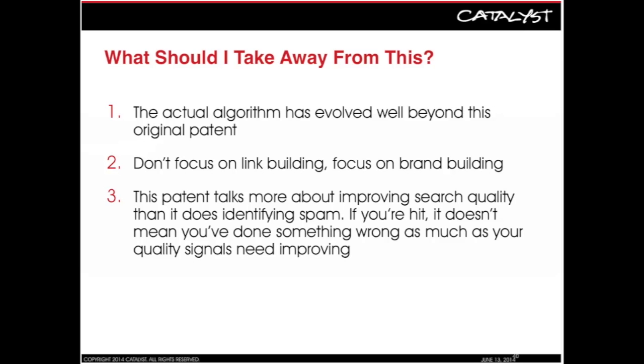The third piece here is that the patent itself talks about improving search quality. If you're hit, it doesn't necessarily mean that you're a bad person or you did something wrong. It just means that you need to focus on the types of things that improve quality: stronger brands, more mentions on other websites, social media, user engagement, and all those other types of quality signals. So you don't necessarily need to take down your old website. We know this because it's been out for a few years, but it's really just focusing on incremental improvements in the quality of your content and your website. That was the Panda patent.